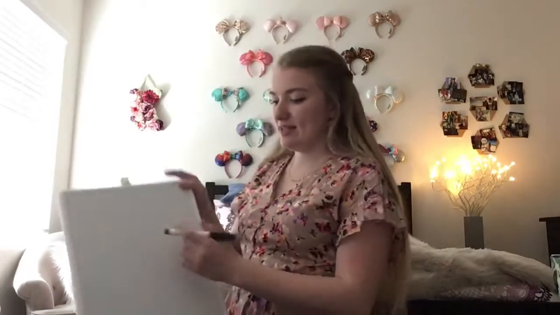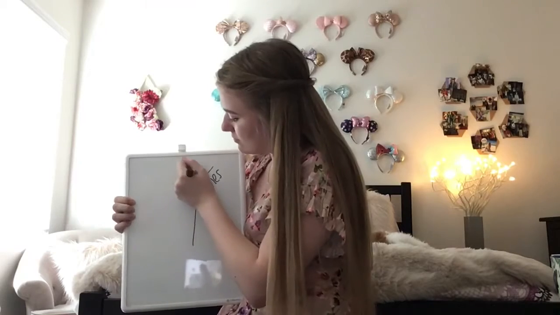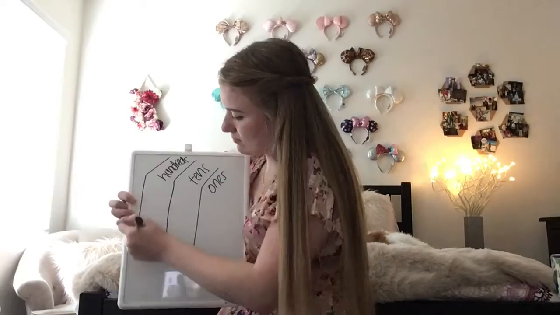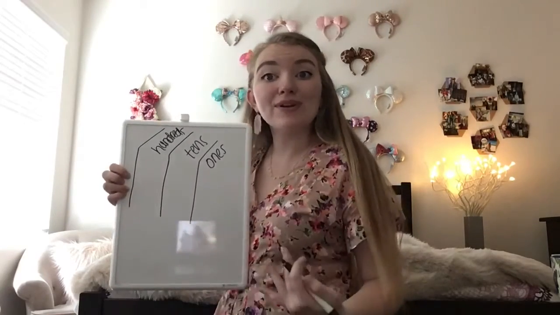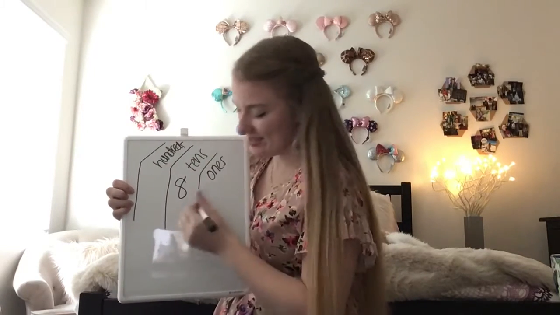All right, now that we've learned how to round numbers, let's do a quick review. So first, we always start with making our place value charts. Then we're going to input our number that we're using. For this example, we're going to use 86. With the 8 in the tens, and the 6 in the ones.